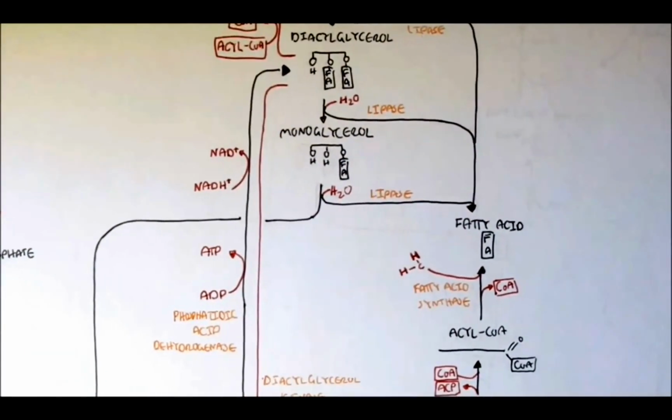So after this, we'll look at how fatty acid degradation works, but first we need to know how fatty acid actually moves into the matrix, because fatty acid degradation occurs within the matrix. Fatty acid synthesis occurs out of the matrix.